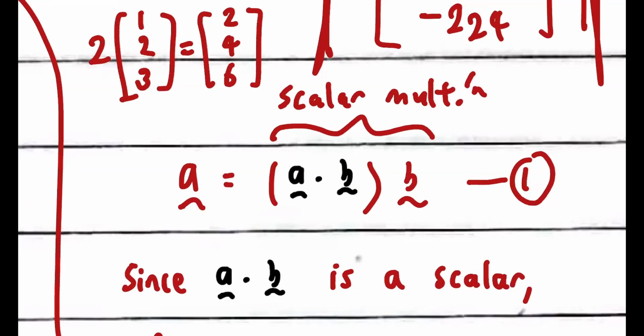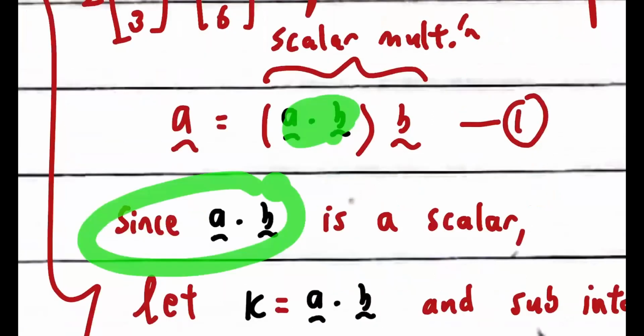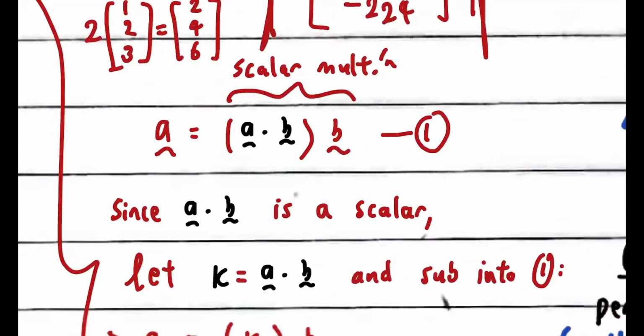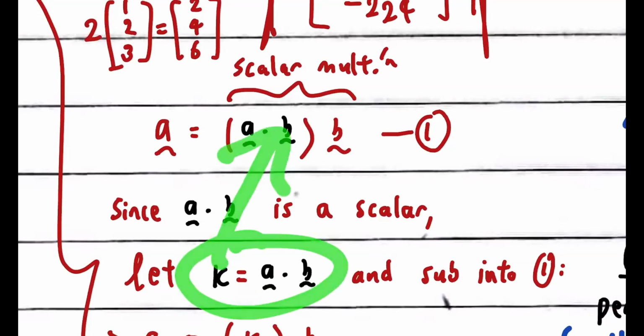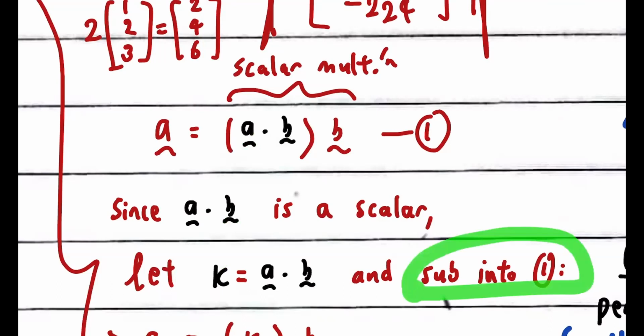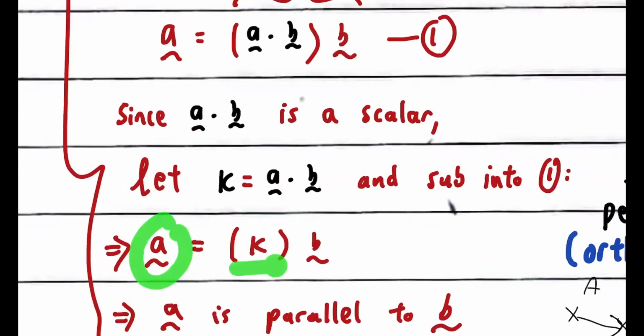Yes, but more importantly, in contrast with the cross product, it is really just a scalar. It's not a vector. So it's just some number. Since A dot B is a scalar, I can let K represent that scalar. Let K be a constant, just to make things a little bit clearer. Then we substitute this K into equation 1, the original equation they gave us. What we'll get is vector A equal to K times vector B.